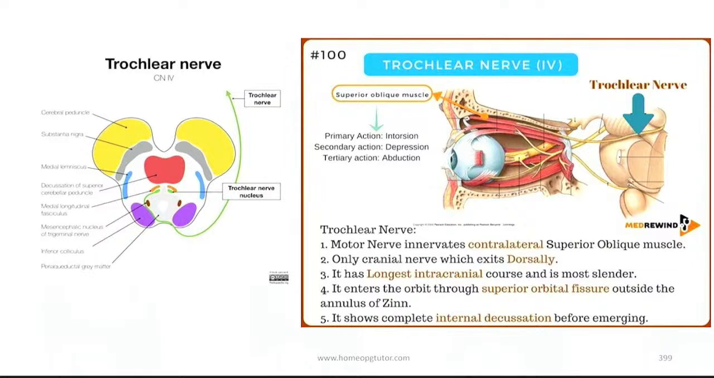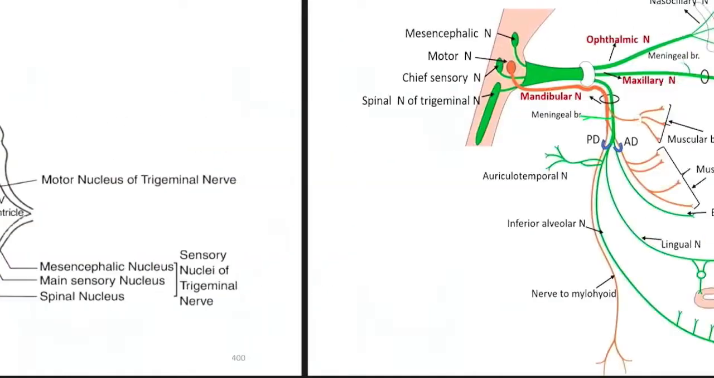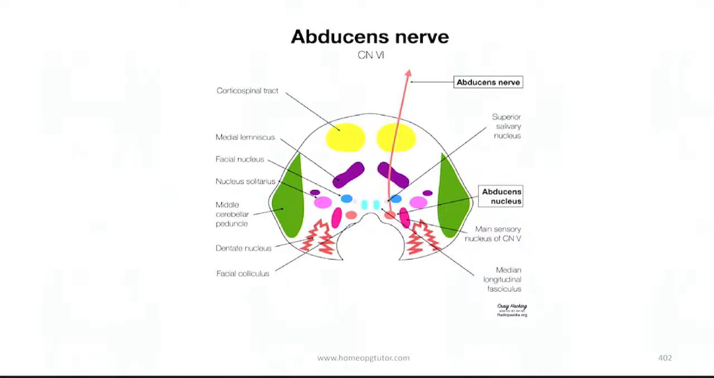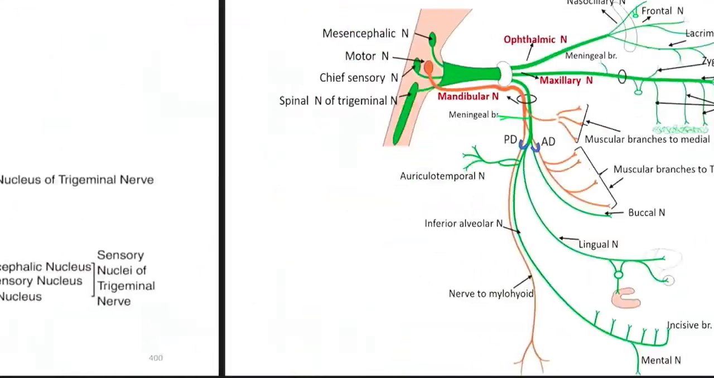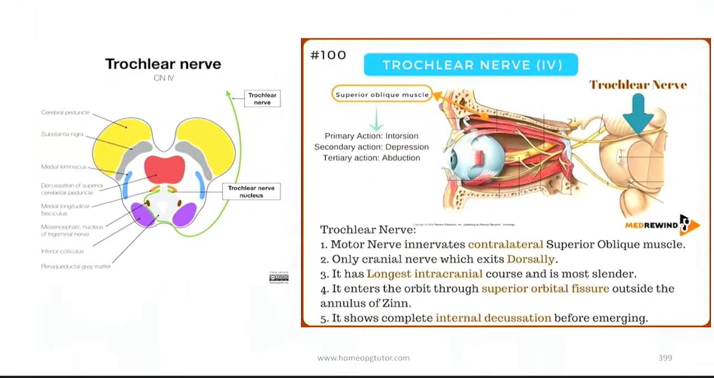It is the only cranial nerve that exits dorsally or posteriorly. See, it is coming like this. It's coming from the posterior aspect of the midbrain. You can see in the next images. Yeah, this is the abducens nerve. See, the abducens nerve is also emerging from the midbrain, but it is coming from the anterior portion. It is coming anteriorly. But this one, the trochlear nerve, exits dorsally or posteriorly. It is the only cranial nerve which exits dorsally. Okay, that is what you need to remember.